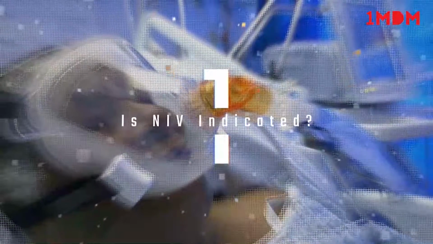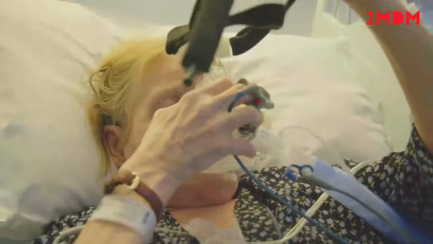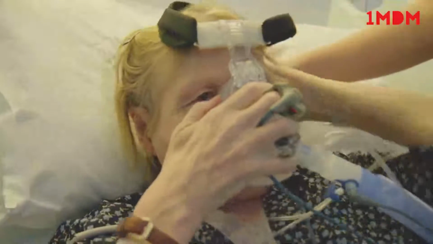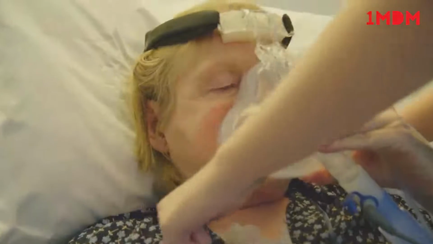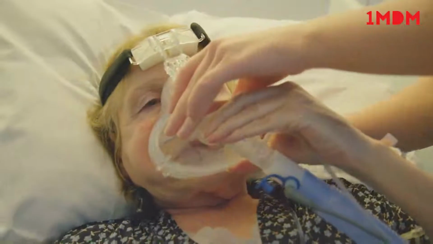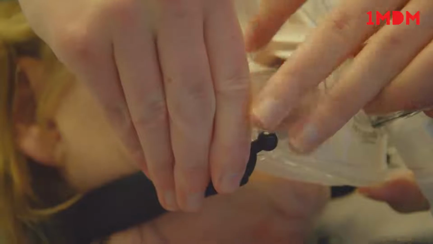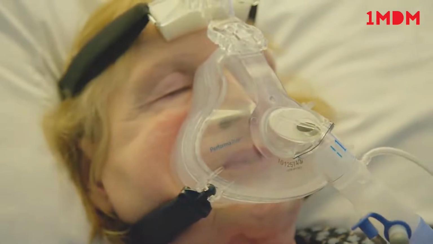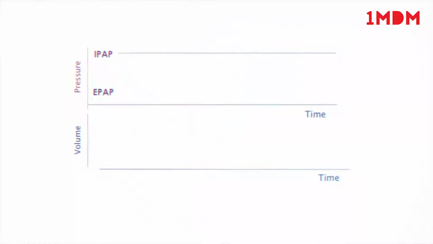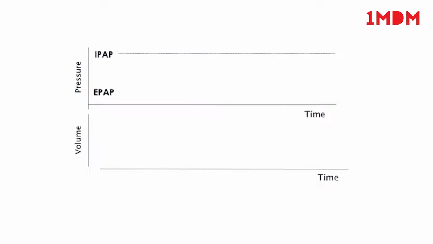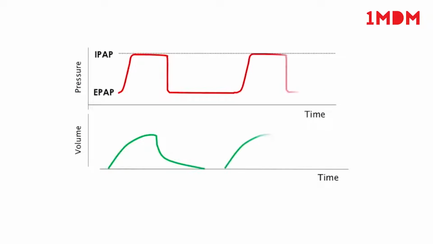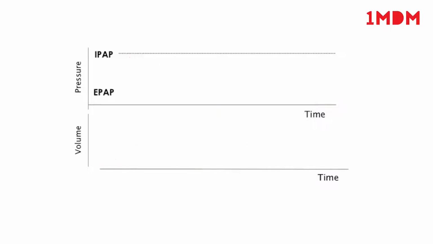The first one being, is NIV indicated? NIV works to improve your gas exchange. There are 2 main settings. The first being your IPAP, or inspiratory positive airway pressure, and the second being your EPAP, the expiratory positive airway pressure. Your IPAP aims to improve hypercapnia by increasing your ventilation and your tidal volume. Your EPAP aims to improve oxygenation by increasing recruitment and improving lung compliance.